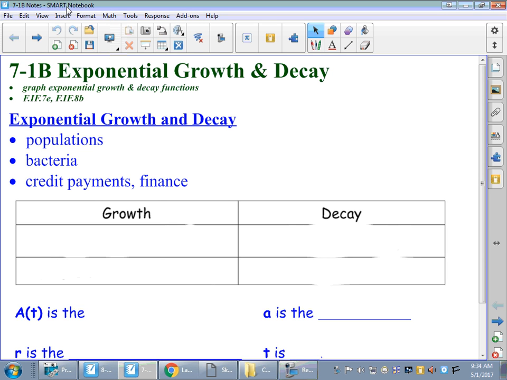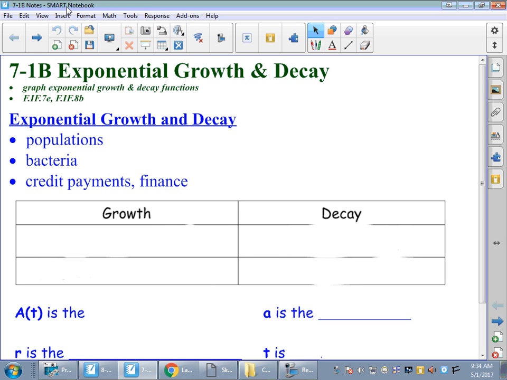These are your 7-1B notes on exponential growth and decay. So we're going to do some simple growth and decay formulas. Before we begin, I'd like to talk about what grows and decreases exponentially.